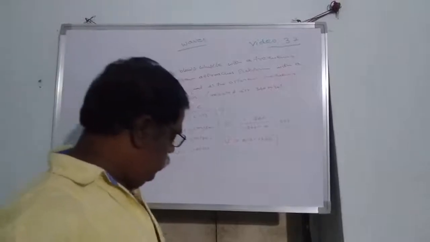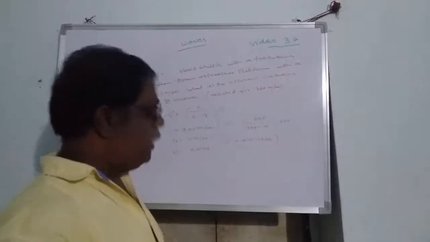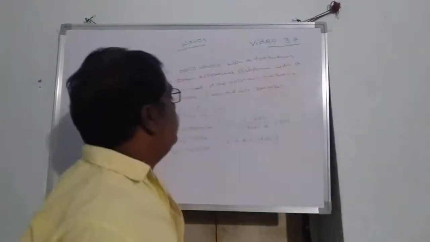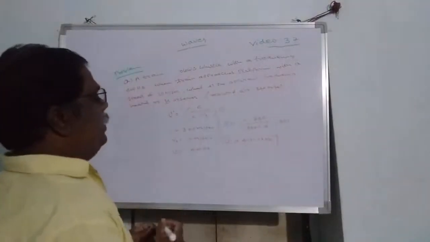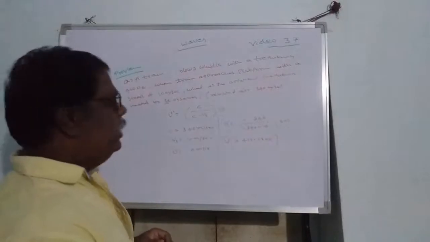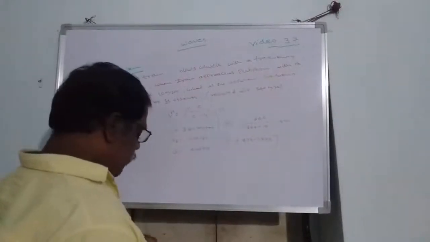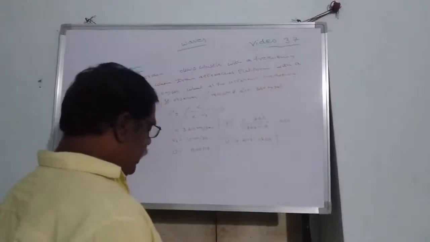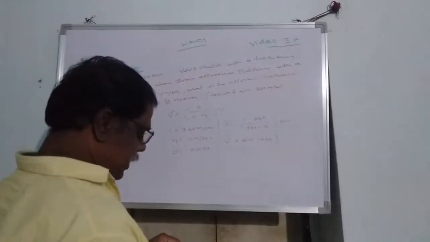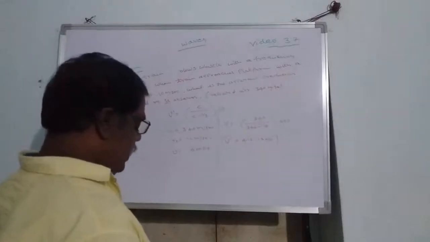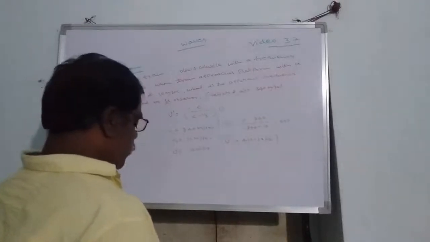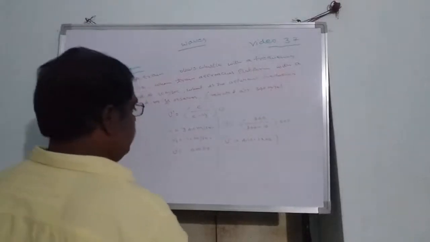So when the source is in motion and the observer is at rest, observer on the platform, in such cases we have to use the formula apparent frequency mu dash is equal to C by C minus Vs into mu. Here C is the velocity of sound in air, Vs is the velocity of the sound source, mu is the actual frequency, and mu dash is the apparent frequency.